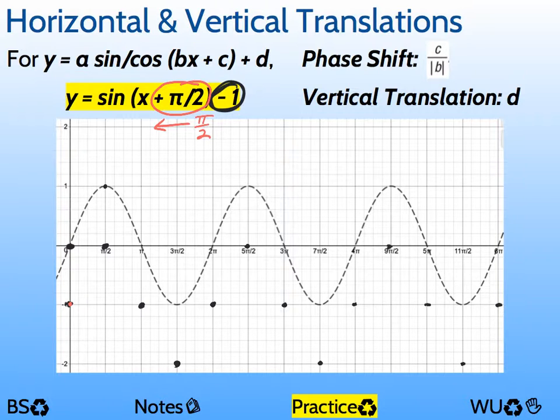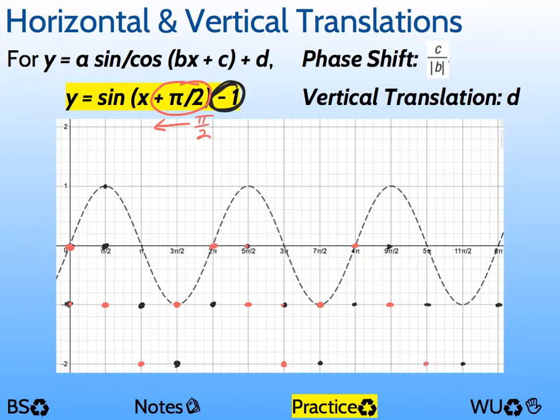This point moves back to here. This point goes to here. This point back here. This one back there. This point goes here. And I think you see the idea here. Moving every point to the left by pi over 2.